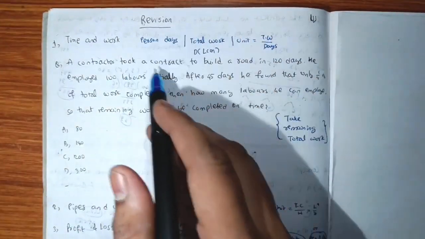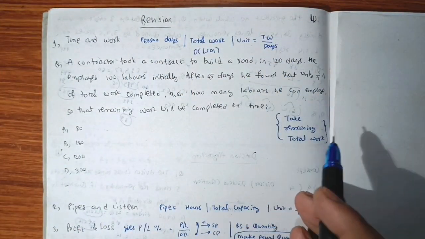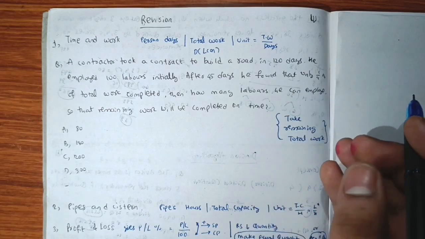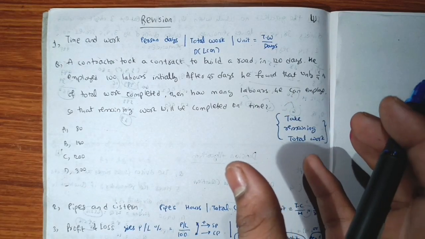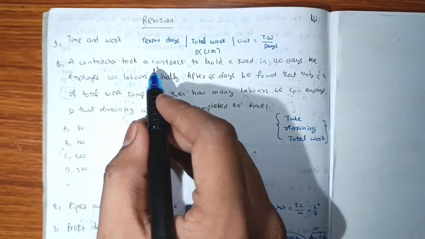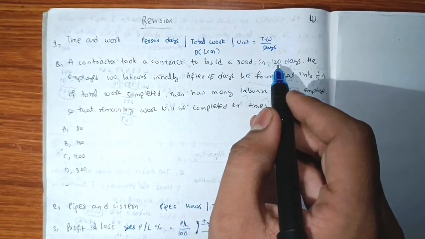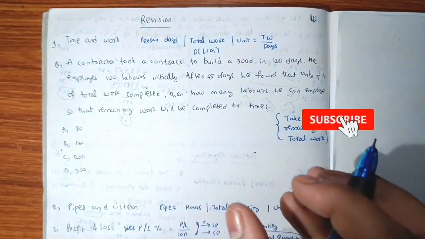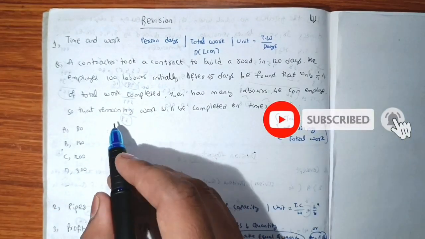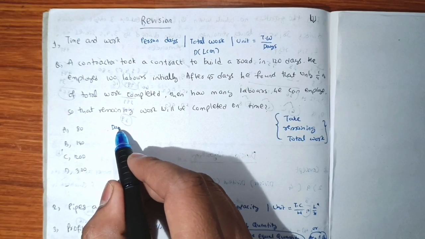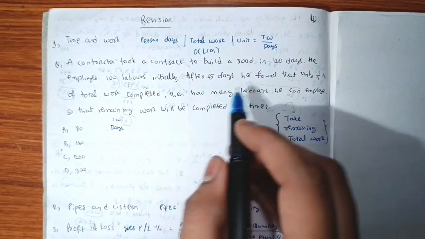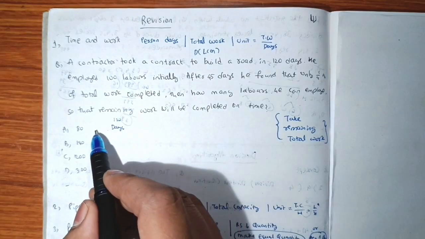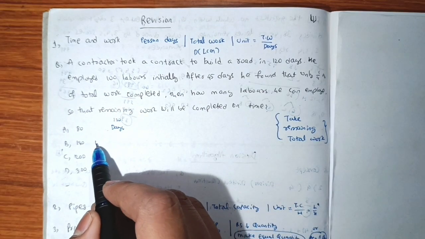The extension of this method is this one. While taking the total work, sometimes we need to take the remaining work of the total work. For example, a contractor took a contract to build a road in 120 days. So the total number of days he needs to complete in is 120 days. He employed 100 laborers initially.